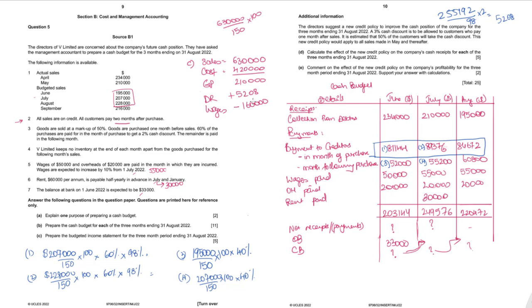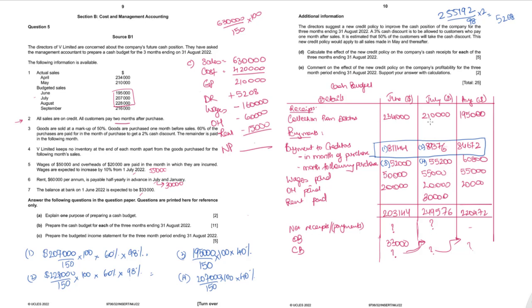Wages will be minus 160,000, because 50,000 for June and 55 for July and August. And then we have overheads, 60,000, and rent. Now 60,000 is an annual rent, so for 3 months rent will be 1/4, 15,000. Then you will calculate your budgeted profit. Just make sure you do it in a proper income statement format.